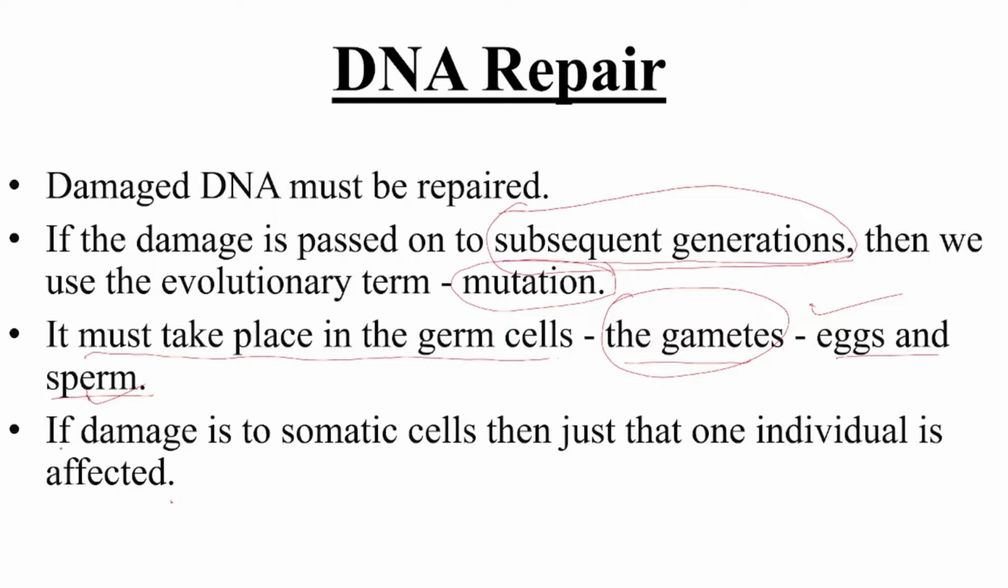If damage is to somatic cells, then just that one individual is affected. If the damage is in a somatic cell, then only the person in whom the DNA is damaged will get affected. But if the damage happens in the gametes, that is, in germ cells, then there is a higher possibility that the next generation will be the mutated generation.